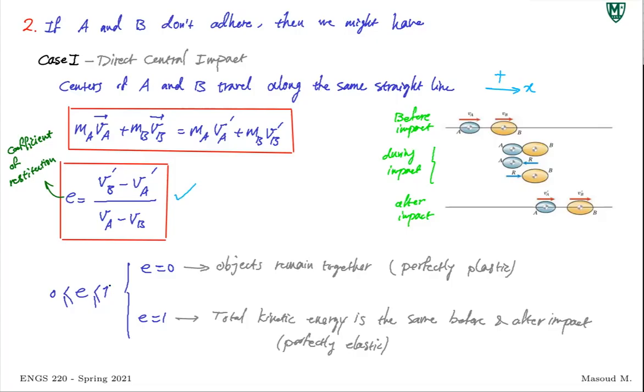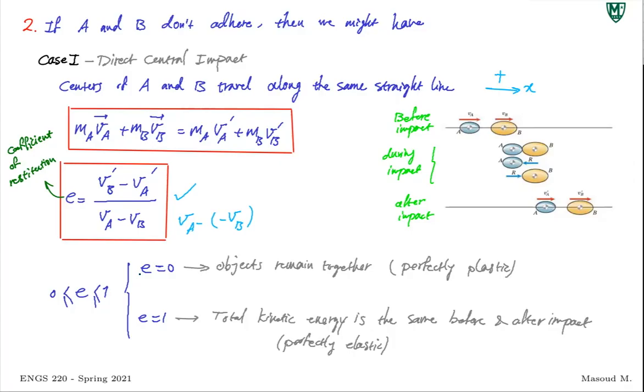Now, what if that's not the case? What if object A is coming from the left going to the right, and object B is going to the left? Then VB would be negative. So when you plug the values into this coefficient of restitution equation, you have to put in the negative value of VB. This equation is for the case when VA, VB, VA prime, and VB prime are all in the positive direction.